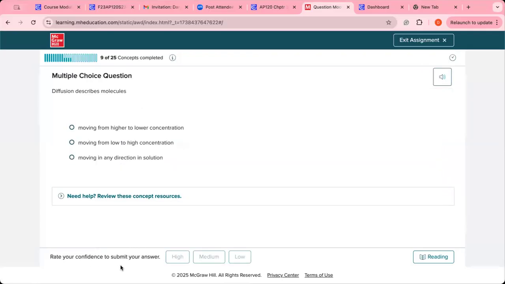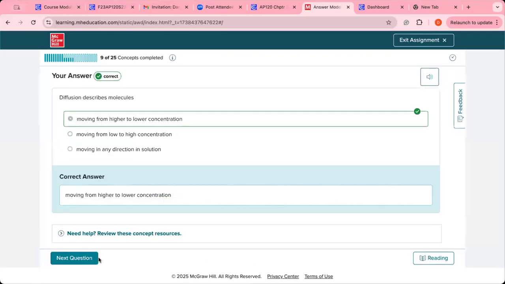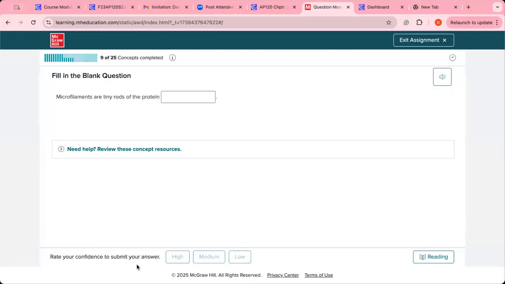Okay. Diffusion describes molecules that do what? They move from high concentration to low concentration. So it's the first one. That's why it's passive, because they're moving from high to low. If they were moving from low to high, they would need energy. So that would be active if they did that. Okay.